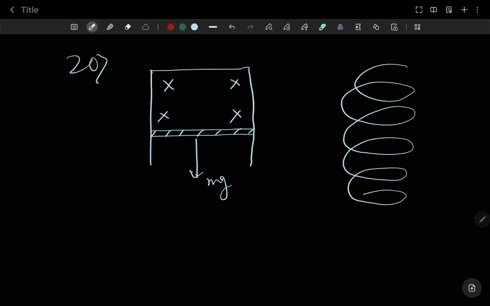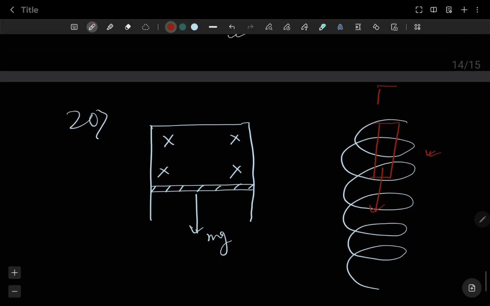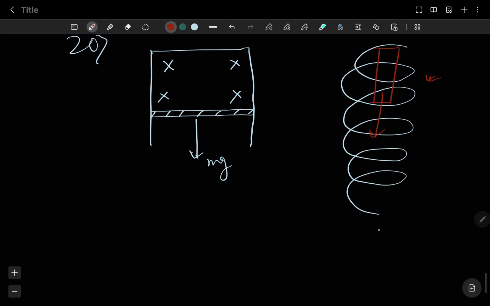Suppose an experimental demonstration is supposed to be demonstrated at the class of your school. Then a coil is there, and a bar magnet is falling through it. Fine. So the bar magnet slows down. I've already discussed this thing in the class. What will be the direction of current when the bar magnet is entering the loop? What will be the direction of current when the bar magnet is exiting the loop coil?